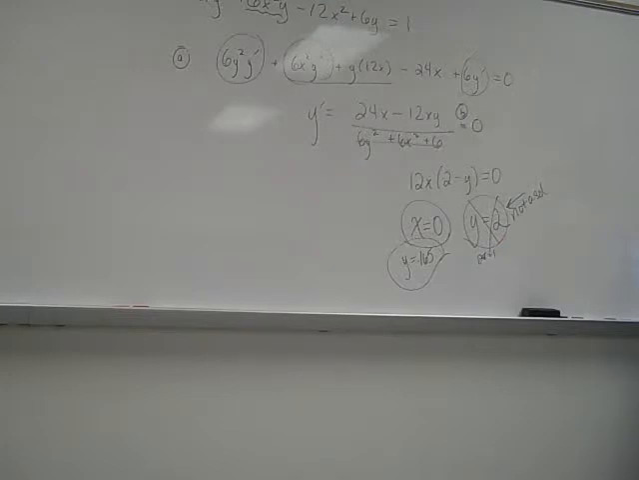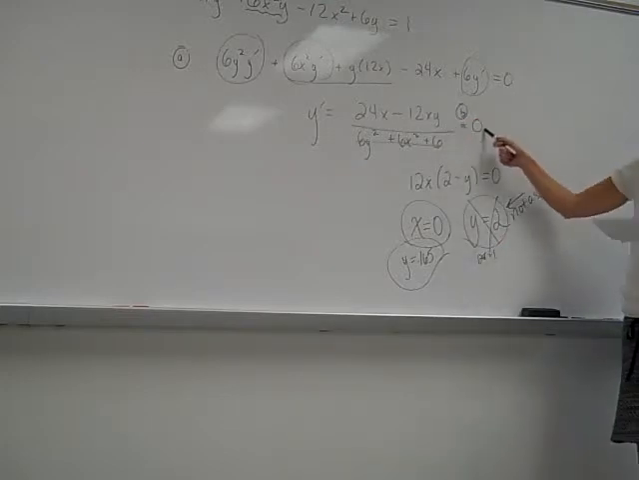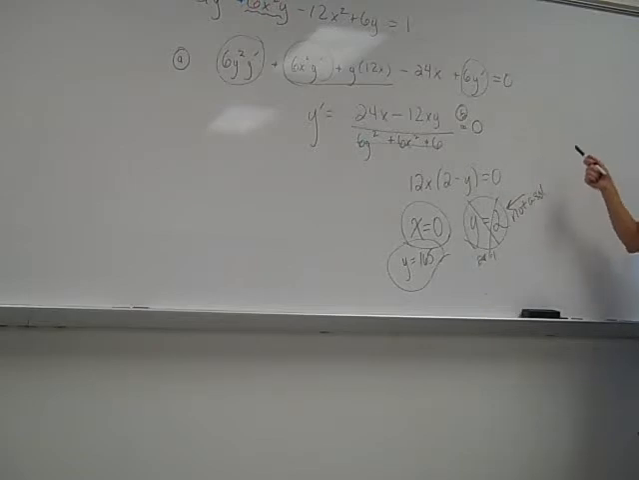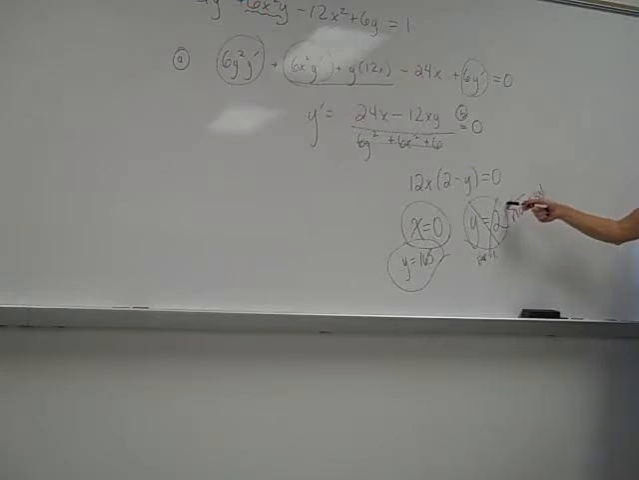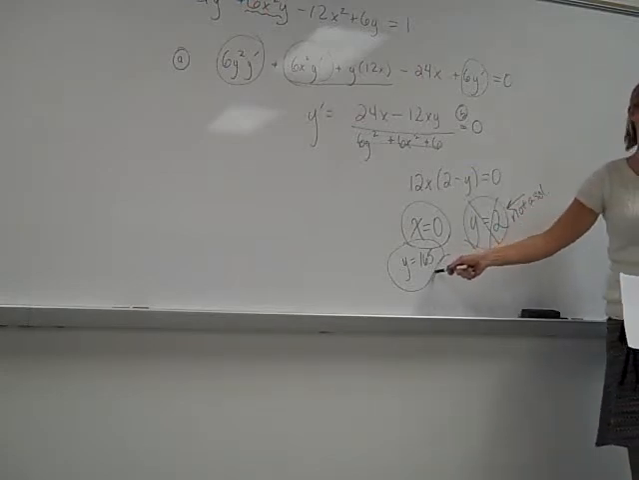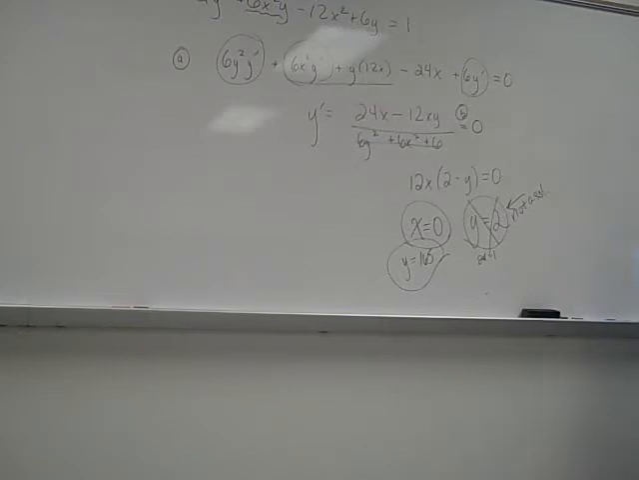This section was worth 4 points. 1 for setting that equal to 0. 1 for doing the math and getting these two solutions and crossing this one out. And then 2 for getting this answer. I put into the original.